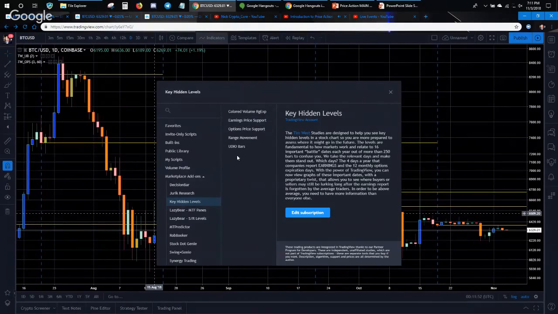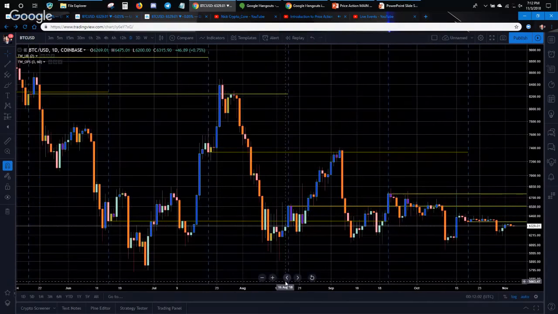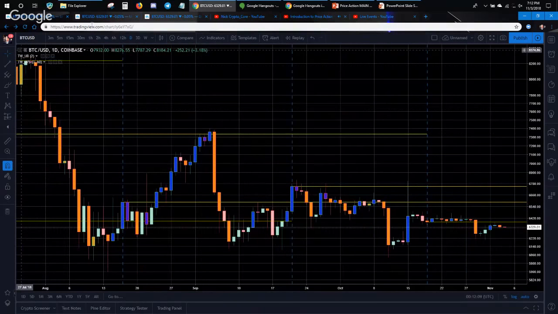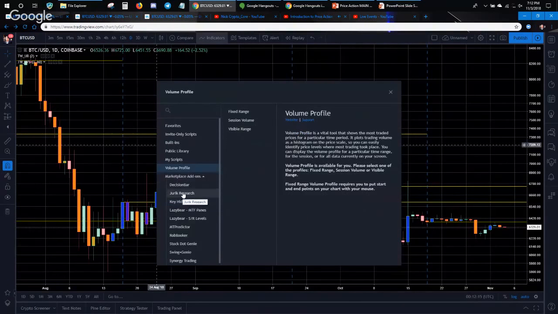Traditionally in crypto, as fast as it moves and as volatile as it is, I use this indicator called key hidden levels. It's $20. You really don't need to use this, but it charts out your daily hidden levels and also breaks it down into a time analysis. Another indicator that you can use to find support and resistance levels is your volume profile.